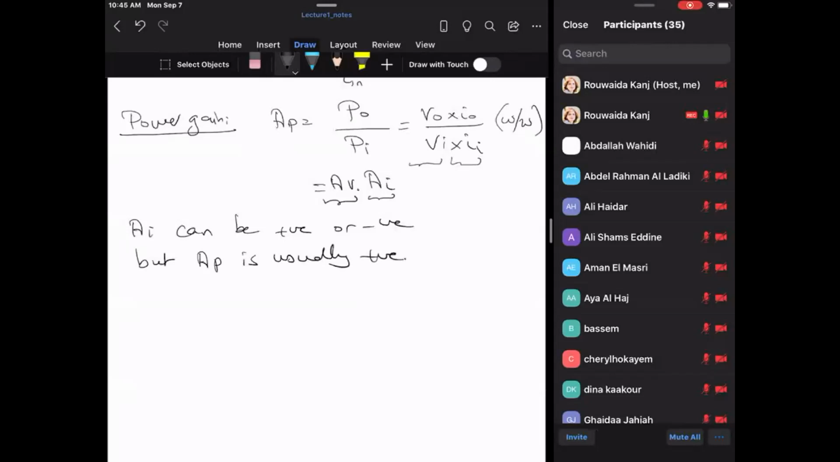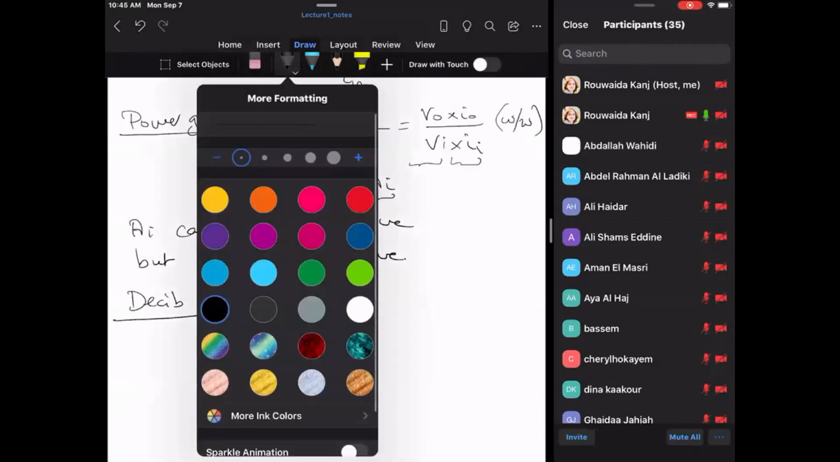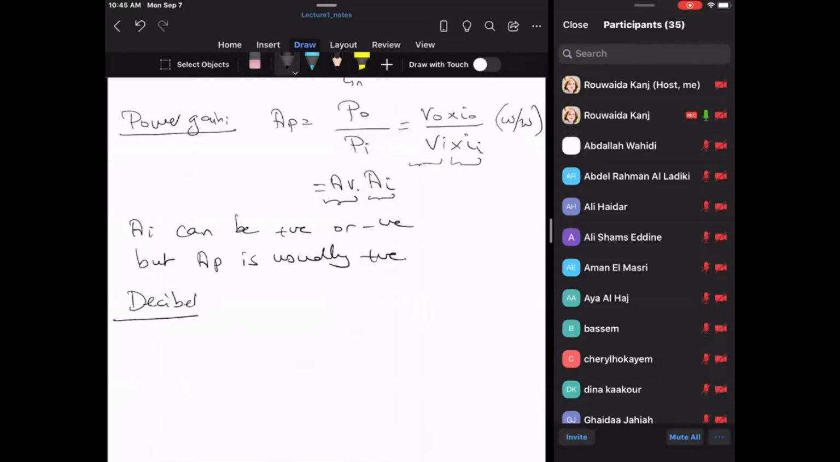Another definition which you are familiar with is the representation of the gain in volts per volt, amps per amp, or in decibels. You are all familiar with the decibel term, but let us see how we convert the absolute value of the gain.